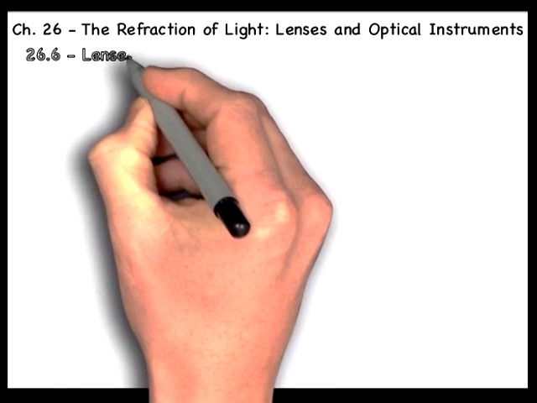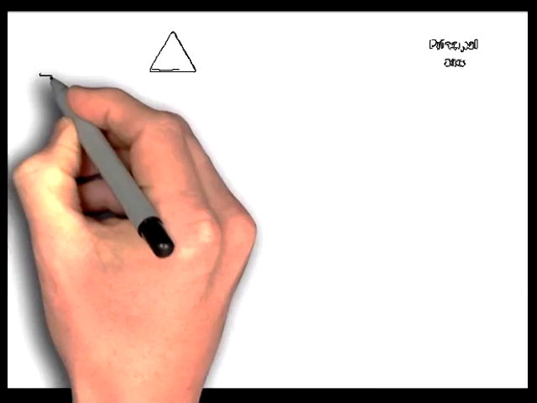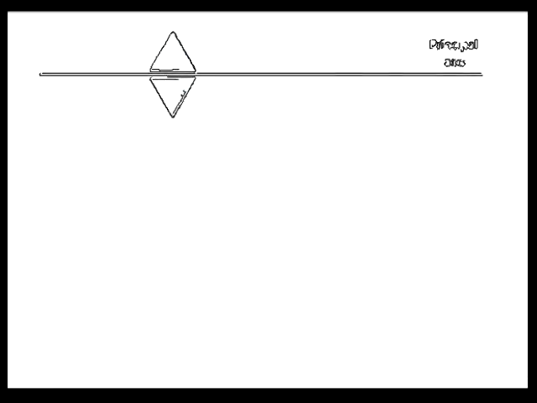The lenses used in optical instruments, such as eyeglasses, cameras, and telescopes, are made from transparent materials that refract light. They refract light in such a way that an image of the source of the light is formed. Here we show a crude lens formed from two glass prisms.